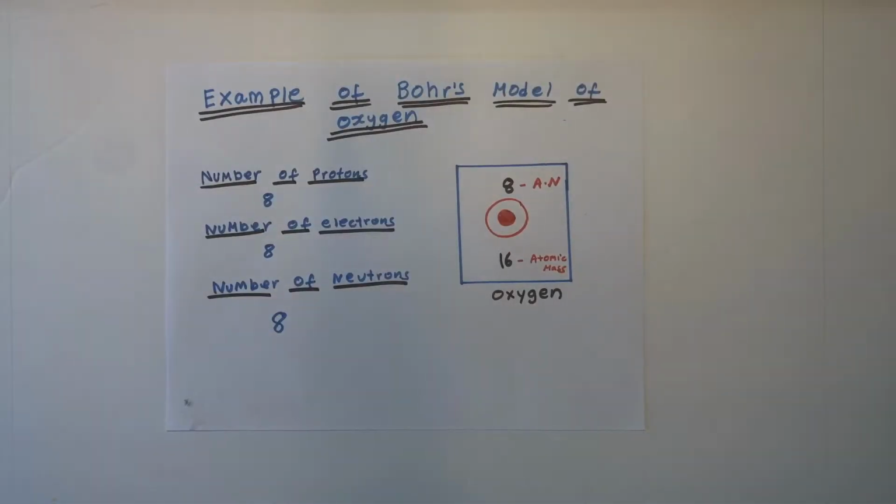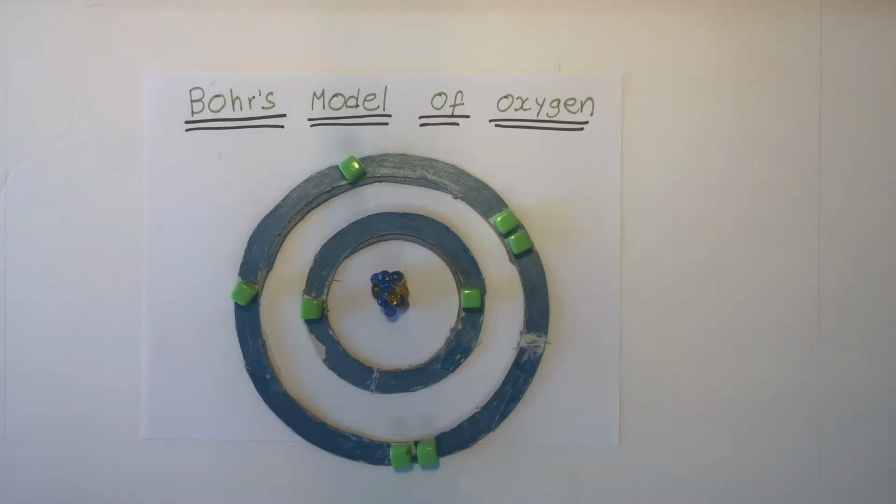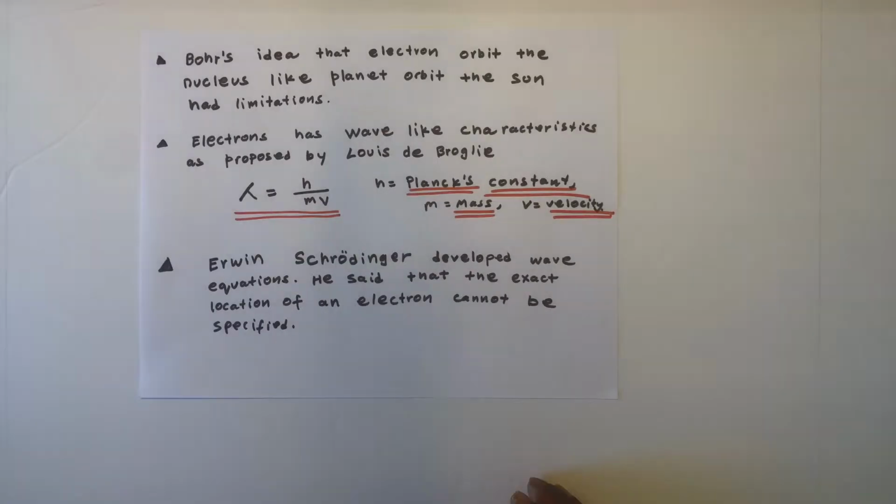This is an example of Bohr's model of oxygen. We know that oxygen has an atomic number of 8, so it has 8 electrons. Because oxygen has 8 electrons, it has 6 valence electrons in its outermost shell, which is represented by the green beads. However, Bohr's model had limitations. Electrons have a wave nature, and the exact location of electrons cannot be specified, as proposed by Erwin Schrödinger.